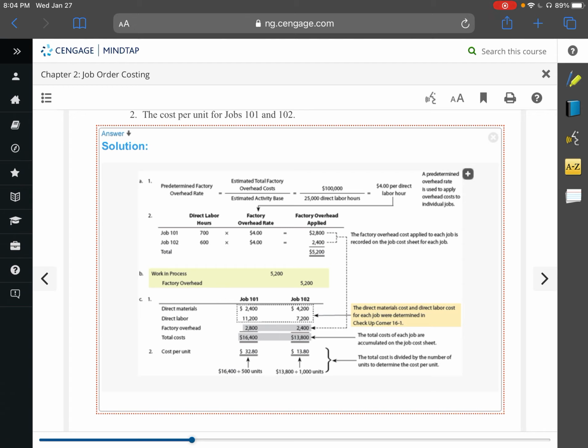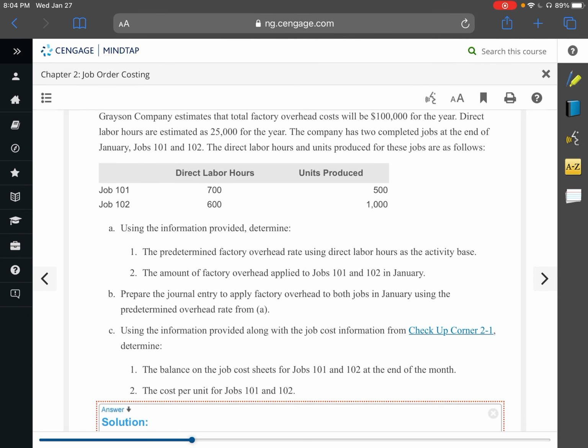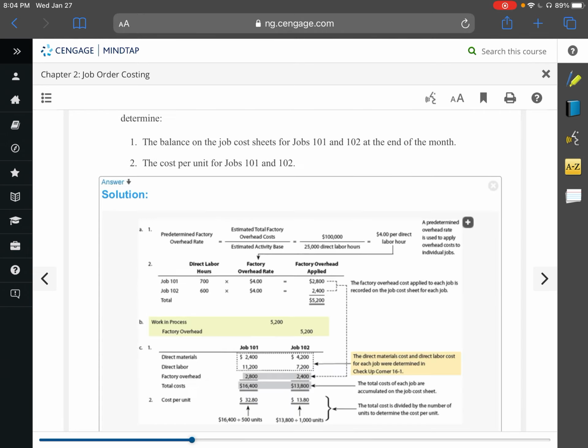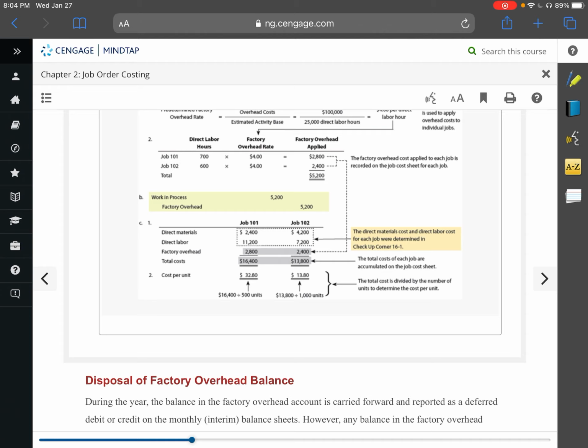So you took direct materials of 2,400, direct labor of 11,200, factory overhead of 2,800, and total cost for job number 101 of $16,400. Okay, and then you divide that by 500 units produced, which we see right here, and that gives us a per unit cost of $32.80 per unit. For job 102, that cost per unit is $13.80.